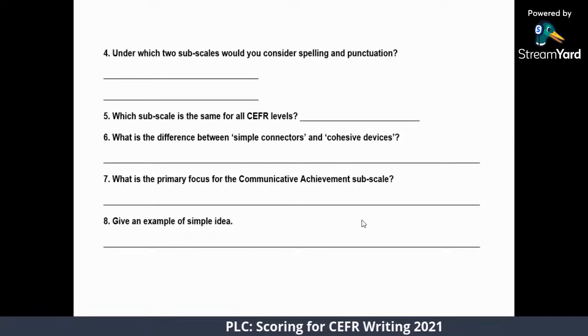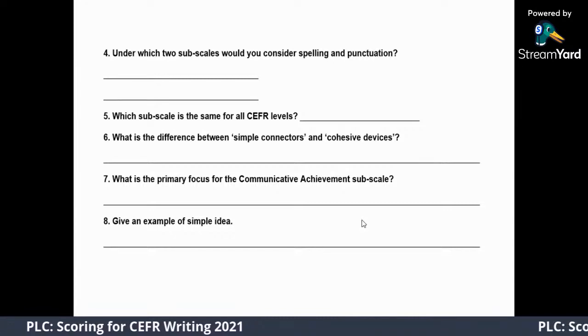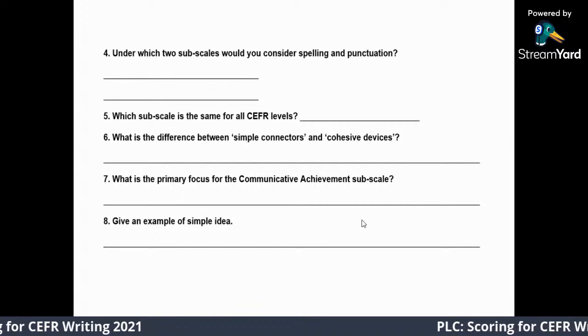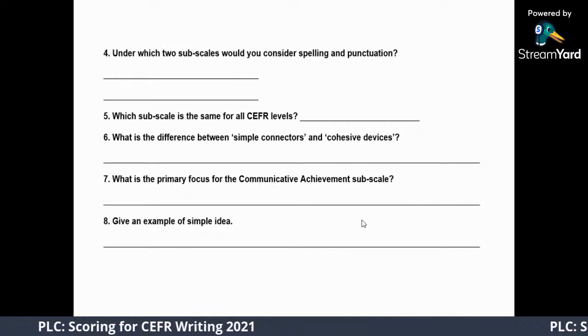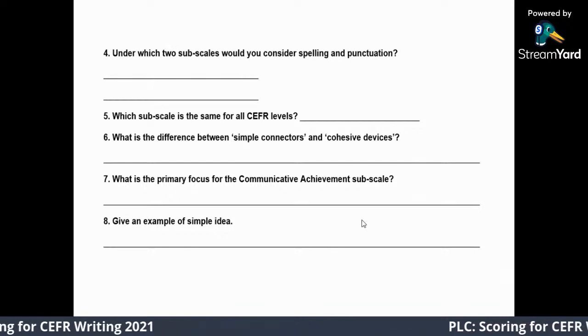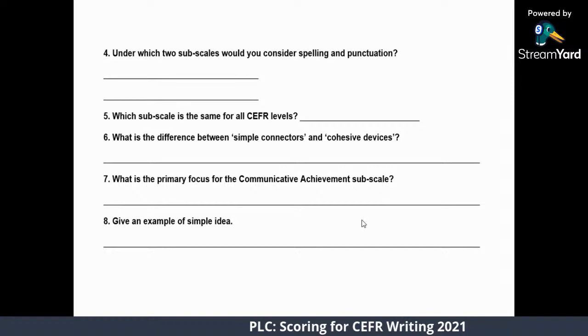If they answer according to the question, so content is relevant, you do not penalize them in content. Okay, you give them the mark that they deserve for content. So language and organization should encompass spelling and punctuation. Next, which subscale is the same for all CEFR levels?